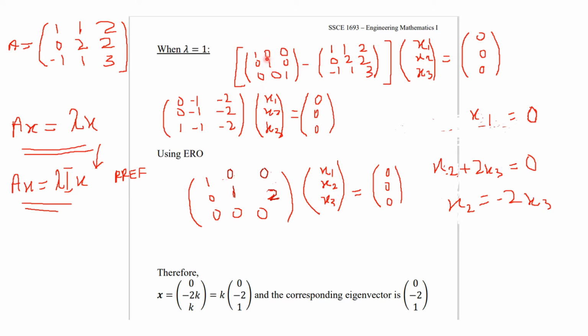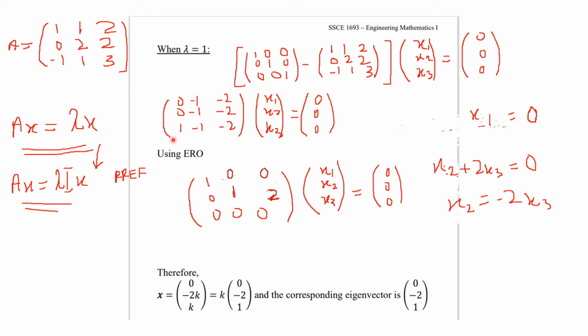So we have this matrix, which is lambda times the identity. When lambda is equal to 1, it will give us this matrix, and the product of the subtraction of these two matrices will give us this matrix, which is 0, negative 1, negative 2, 0, negative 1, negative 2, 1, negative 1, negative 2.